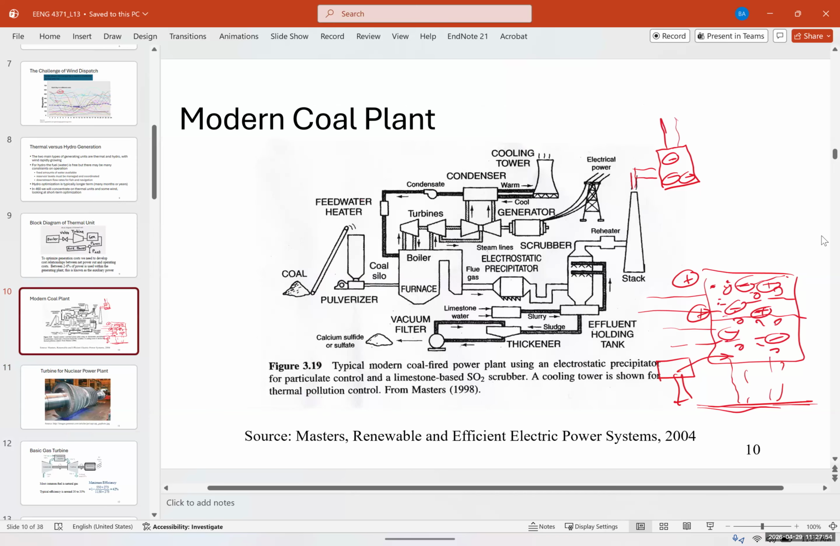And one thing to keep in mind is that the efficiency of these modern coal plants, which is the fraction of the fuel energy content that is converted to electricity, is typically in the range of 35 to 40%. So the maximum efficiency that these plants have is around 35 to 40%. So 60% of the energy is wasted in the system.